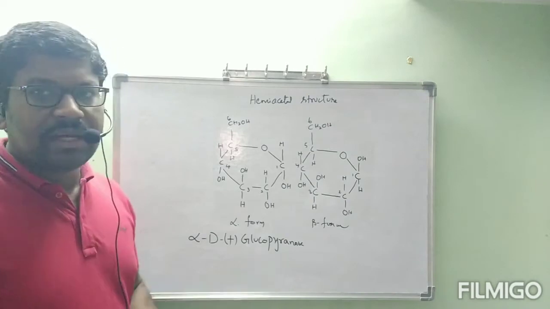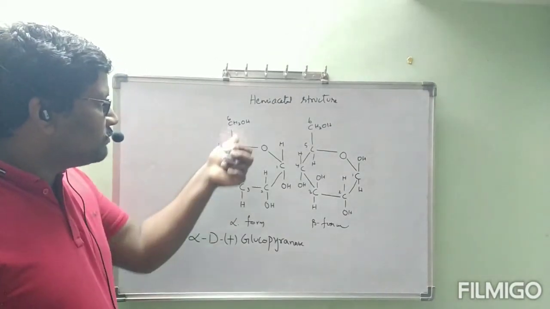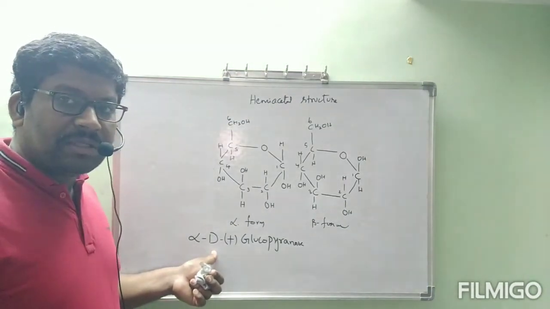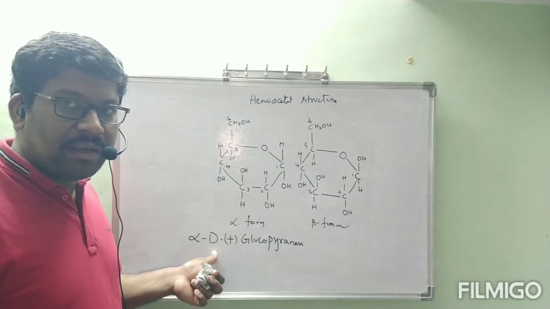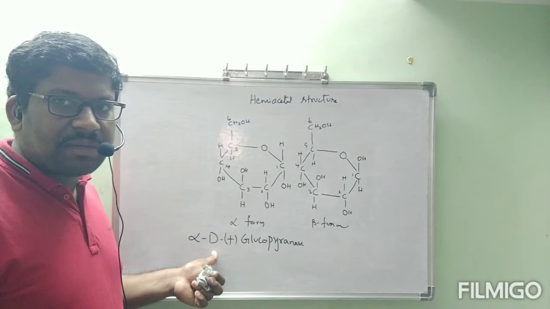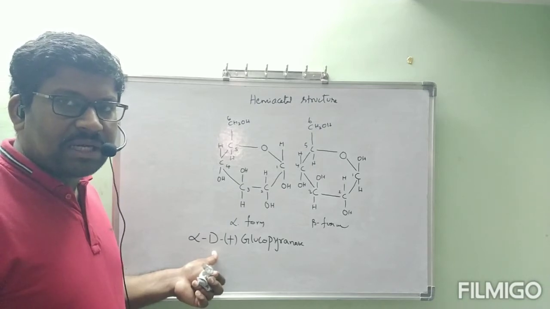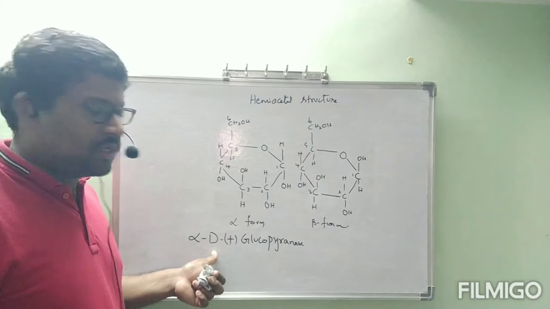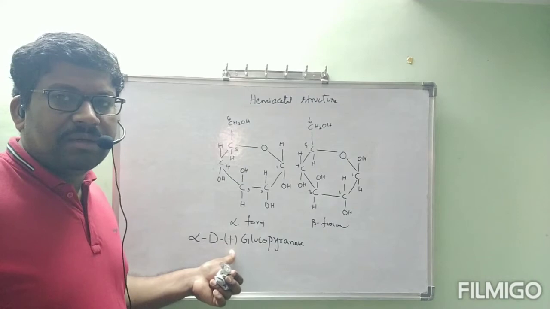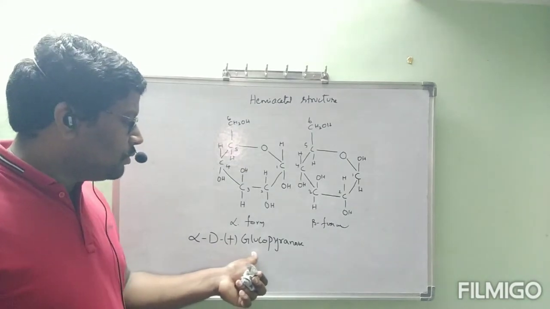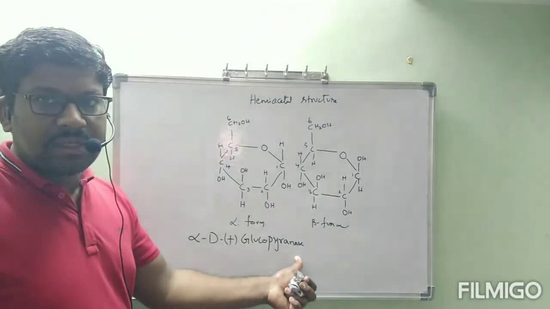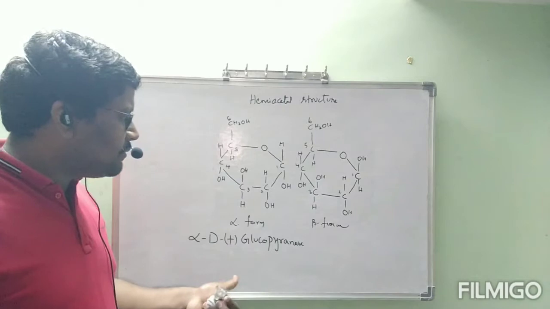Now what is the complete name of this glucose? This is the alpha form, that's why alpha capital D. Capital D is the representation relative to glyceraldehyde, which we already completed. The last asymmetric carbon representing plus glyceraldehyde is called capital D representation. This plus is nothing but dextrorotatory. Next, glucopyranose. Why this pyranose, I will give clarity. This is the complete name of the alpha form.